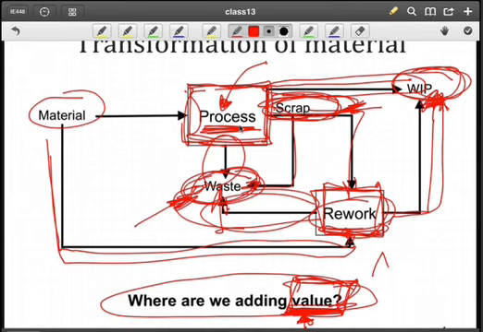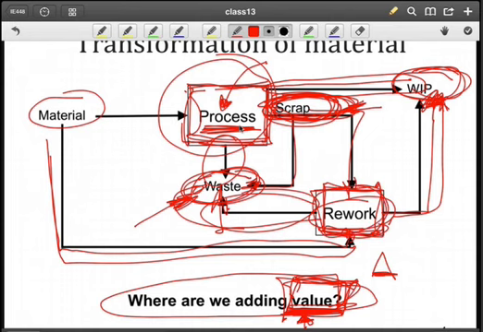And by value, we mean some delta. If we're going through a process and we change the geometry or we change the material properties, then we say we're adding value. And so that should occur in the process. Now, what happens if we create scrap here? That indicates that we did not produce the value that we were intended to produce. And therefore, we enter into rework.